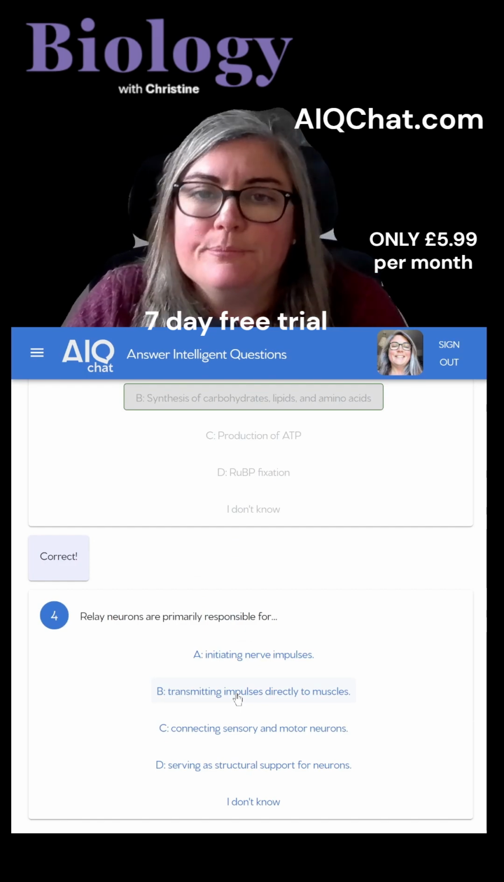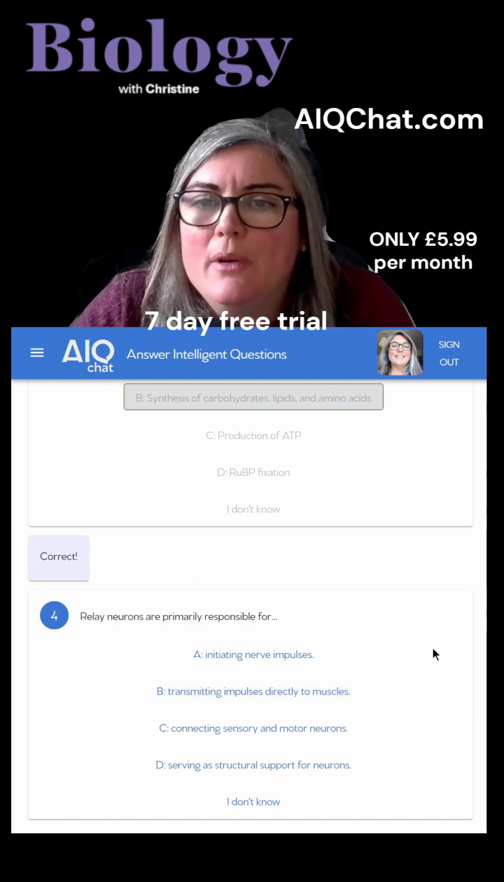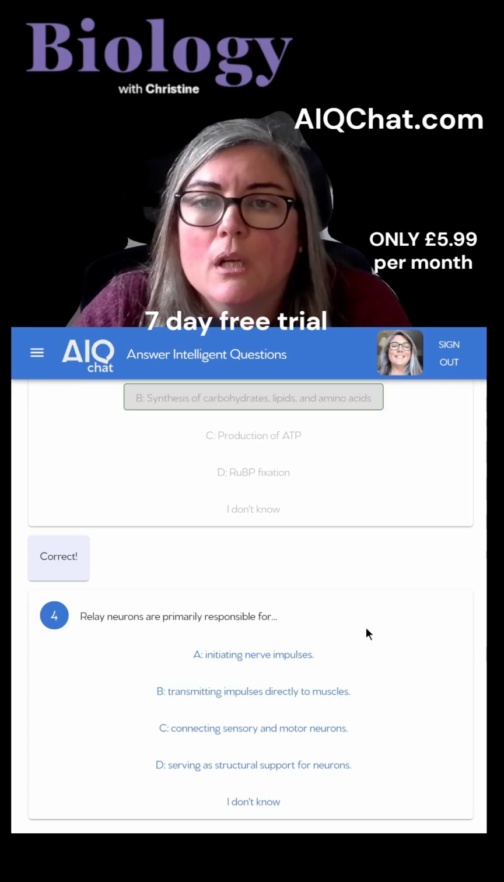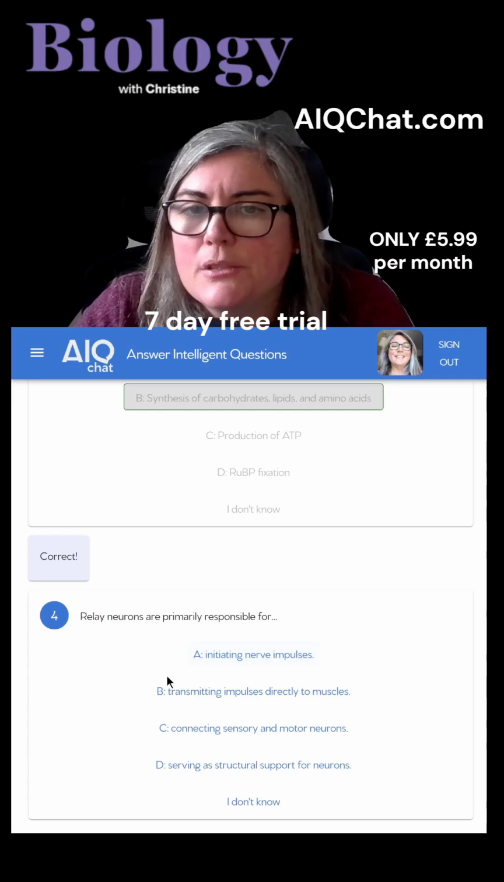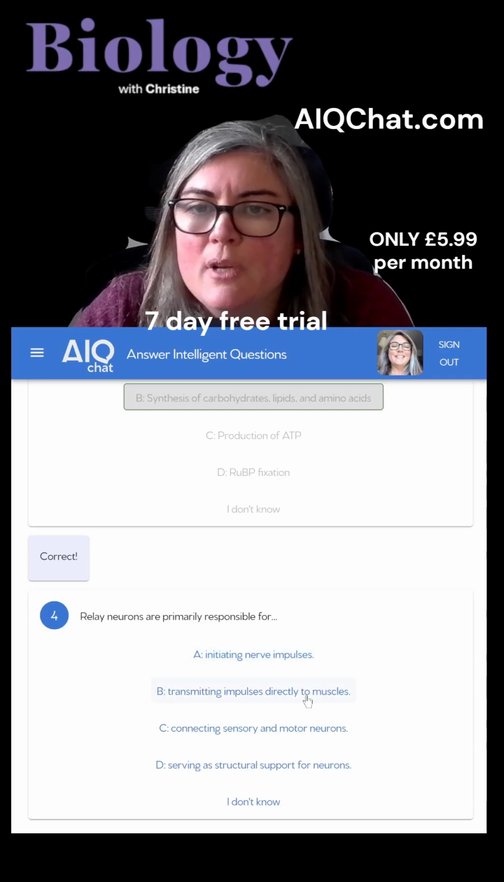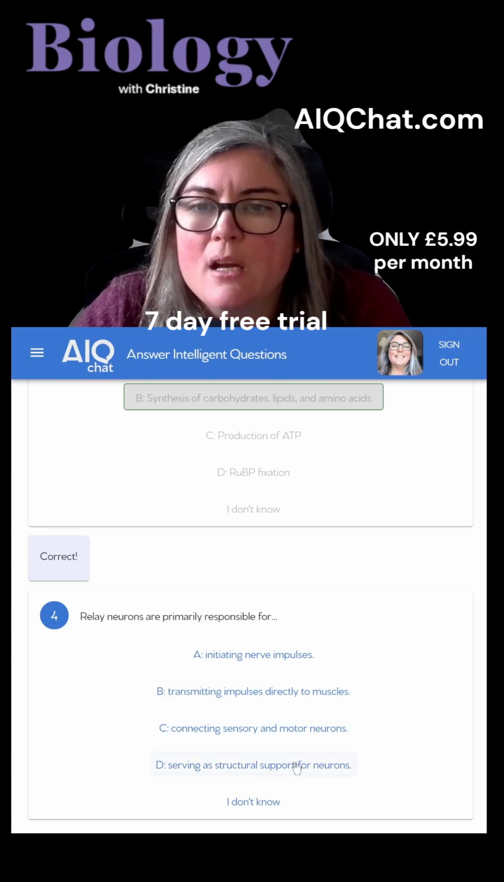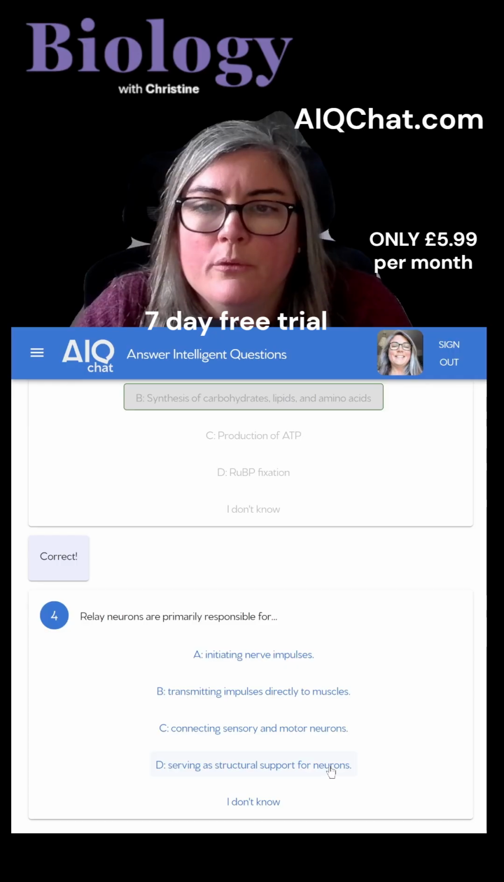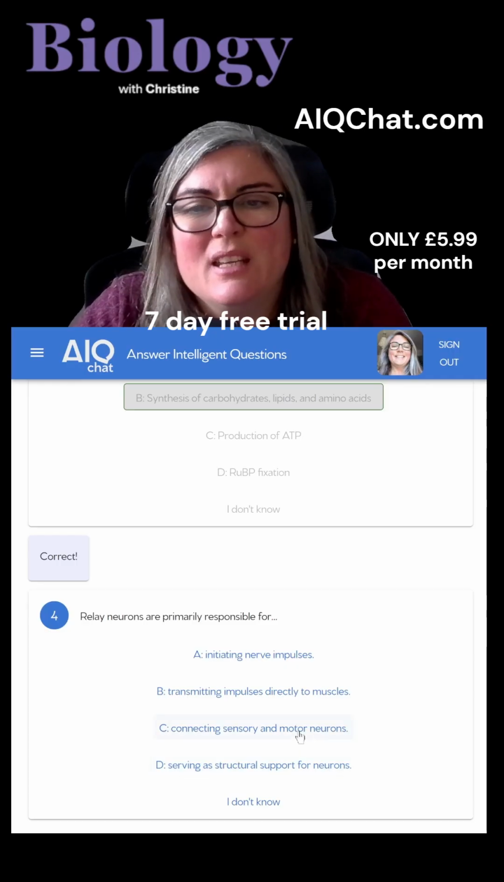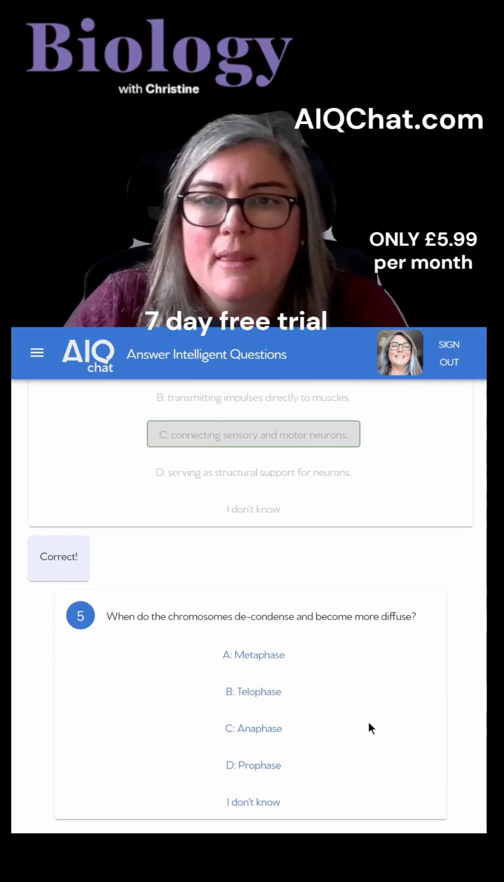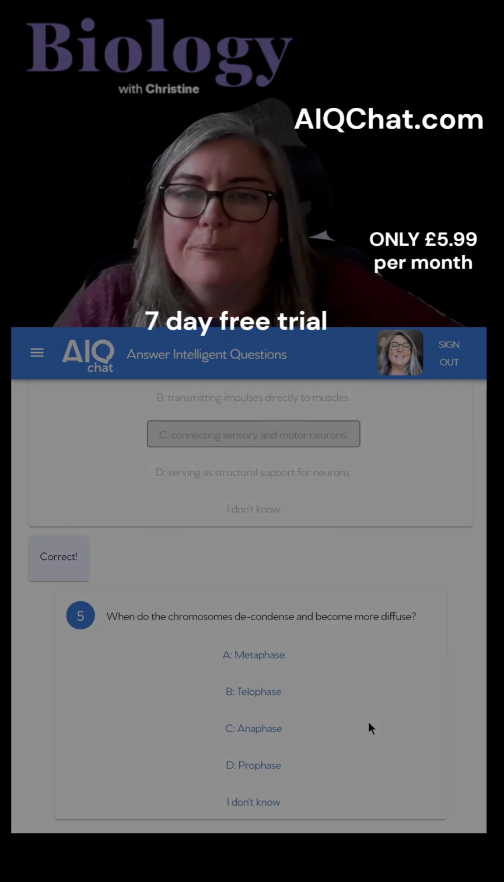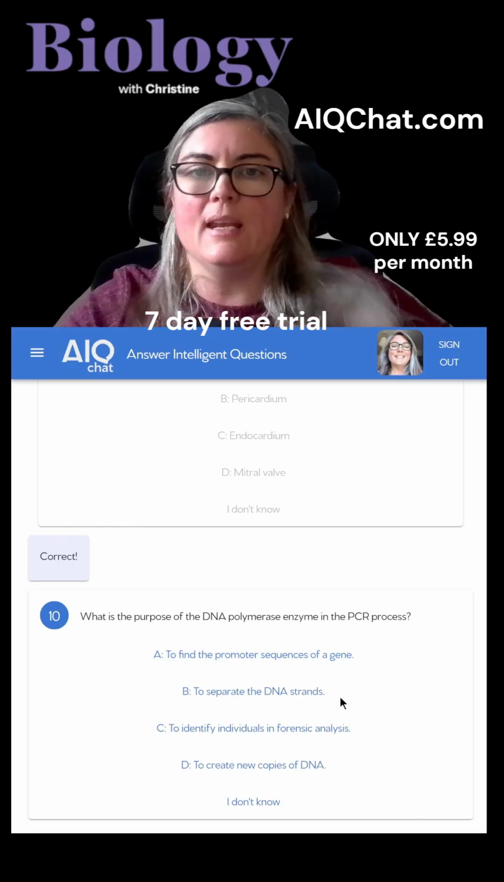Great. Okay. Relay neurons are primarily responsible for initiating nerve impulse. Well, that's the receptors. Transmitting impulses directly to muscles. That's the motor neurons. Connecting sensory and motor neurons, or serving as structural support for neurons. Oh, I definitely think it's connecting sensory and motor. Oh, look at this. Woo-hoo. I'm doing really well. Okay, yes. Whoa, can I get 100%?